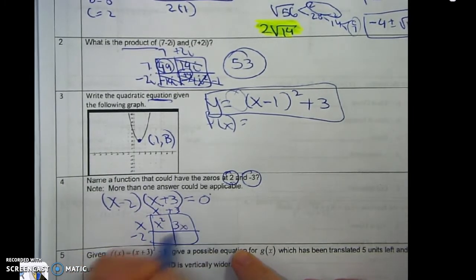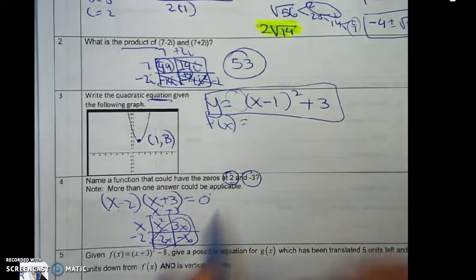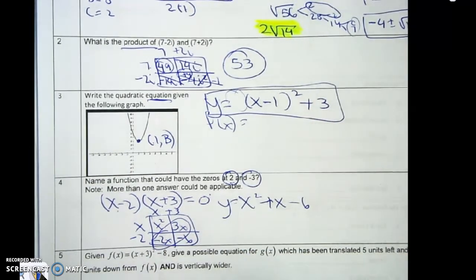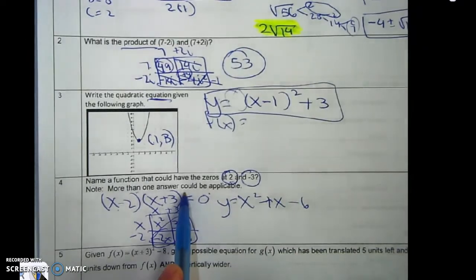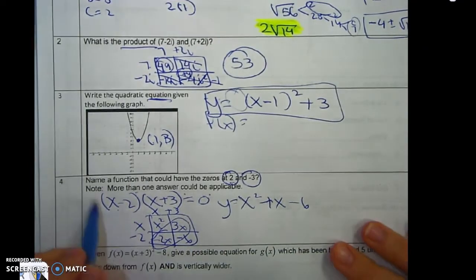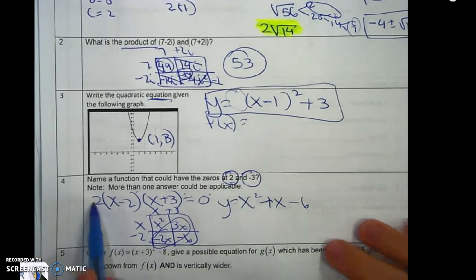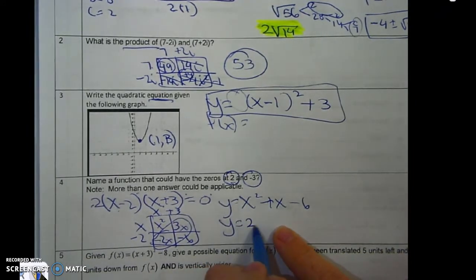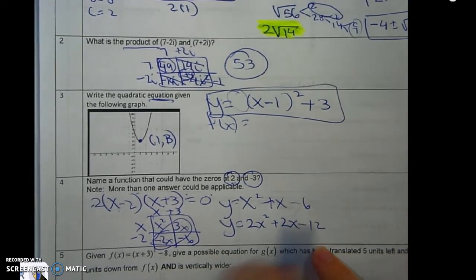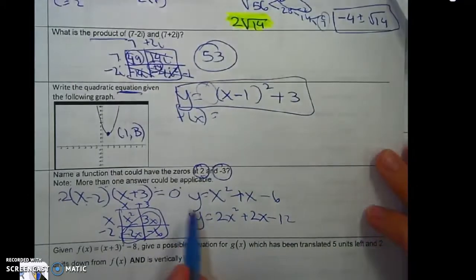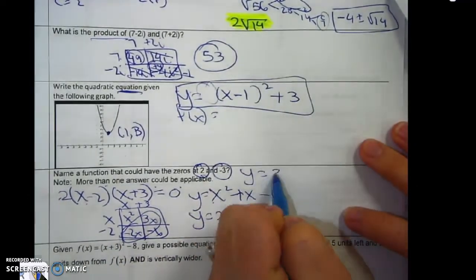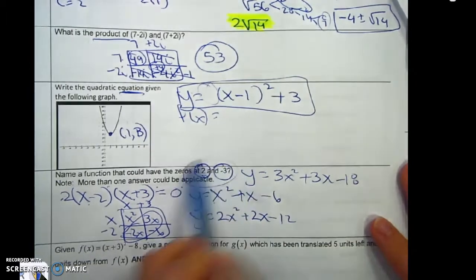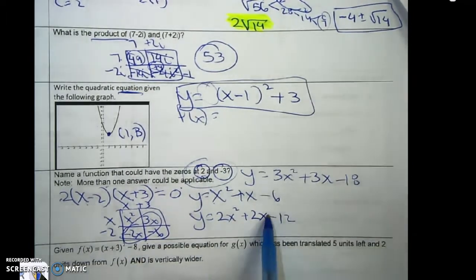x squared, 3x, negative 2x, negative 6. Those are the same. So it's really x squared plus x minus 6 equals y. Now it's saying that more than one answer could be applicable. Here's what that means. That means that there could be a 2 in front. Because if I set this equal to 0, the 2 doesn't help me get what those x's are. So that means it could actually be twice the amount, 2x squared plus 2x minus 12. It could be 3 times the amount, y equals 3x squared plus 3x minus 18. So be careful when you get a question like this that you're making sure you cover all of them, okay?